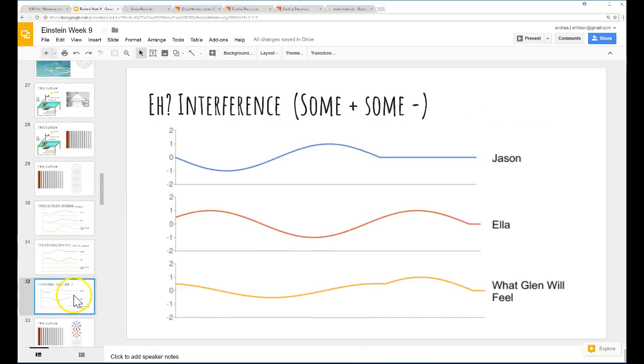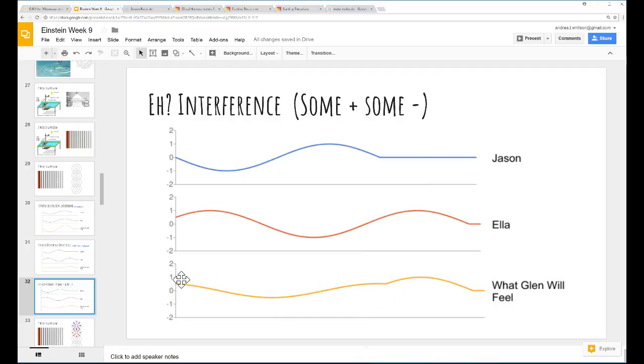What gets kind of interesting is the interference. Some yes, some no. Where they're headed up, they just add together. Notice that Glenn will never feel anything totally at 2. And the only time he feels 1 is when we just have Ella, because here, even though they're not totally out of phase, they're a little bit out of phase, and he never quite feels the same oomph as he did when it was Ella by herself with nothing from Jason. Everything else is damped down.